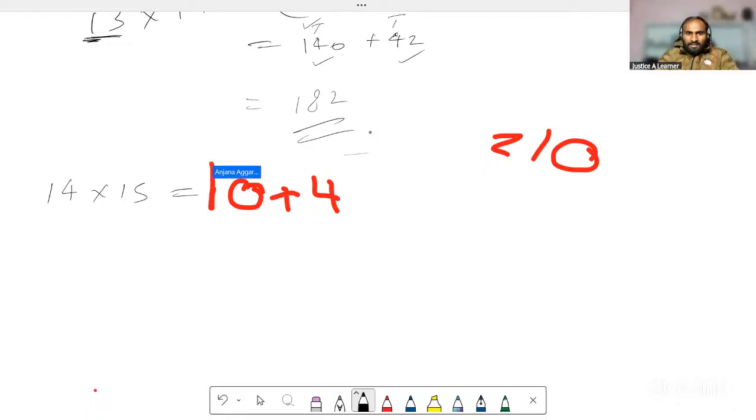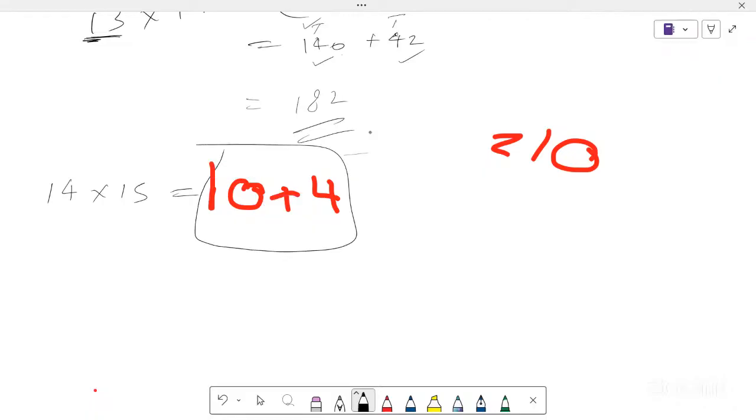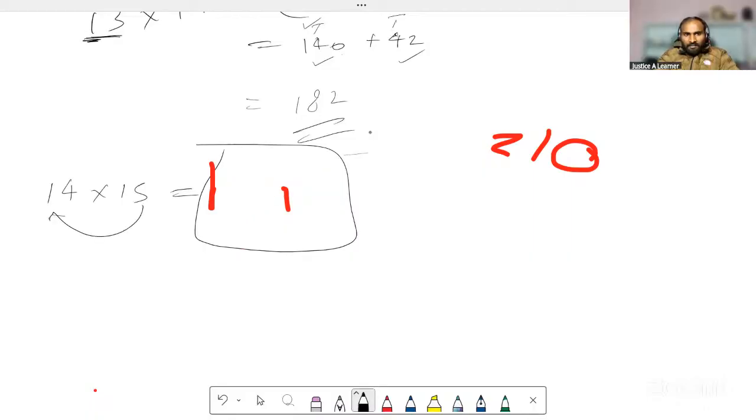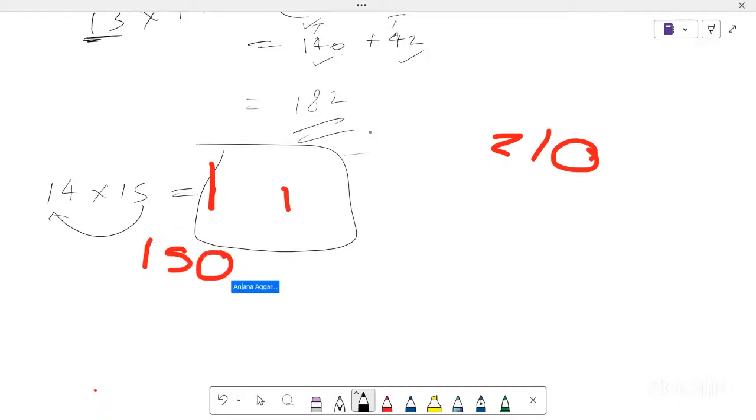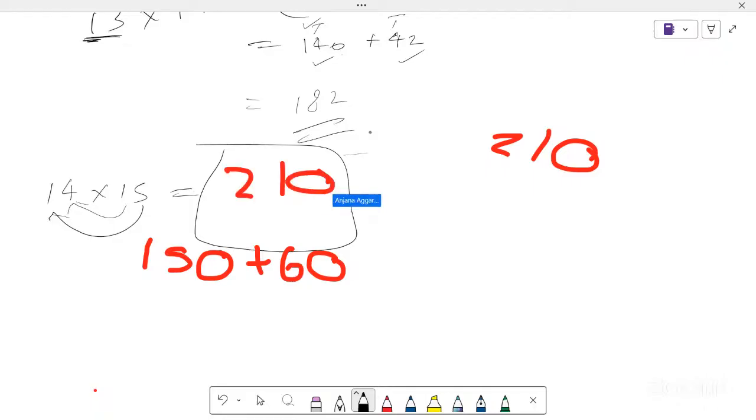Why do you write this? There's no need to write this. Directly you can go. 15 times 10, we've got 150. We've got 150 plus 15 times 4, which is 60. So our answer is 210. Wow.